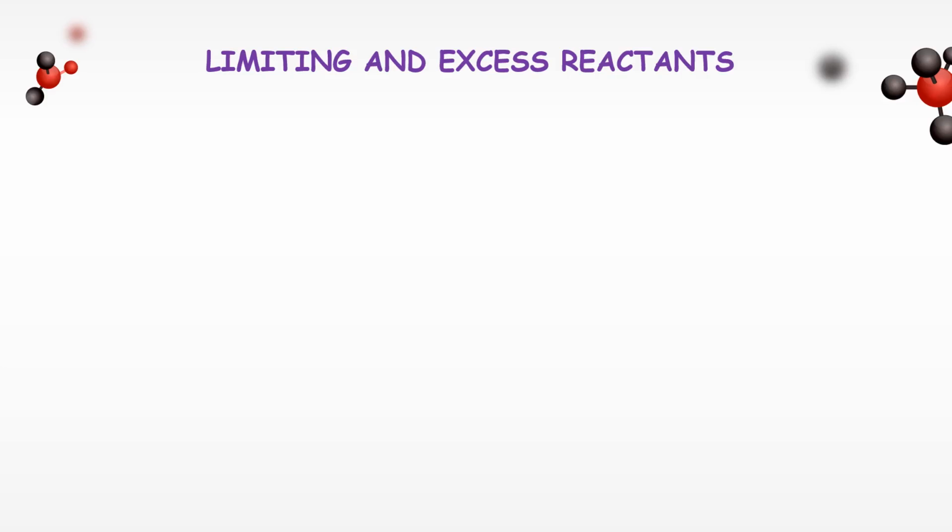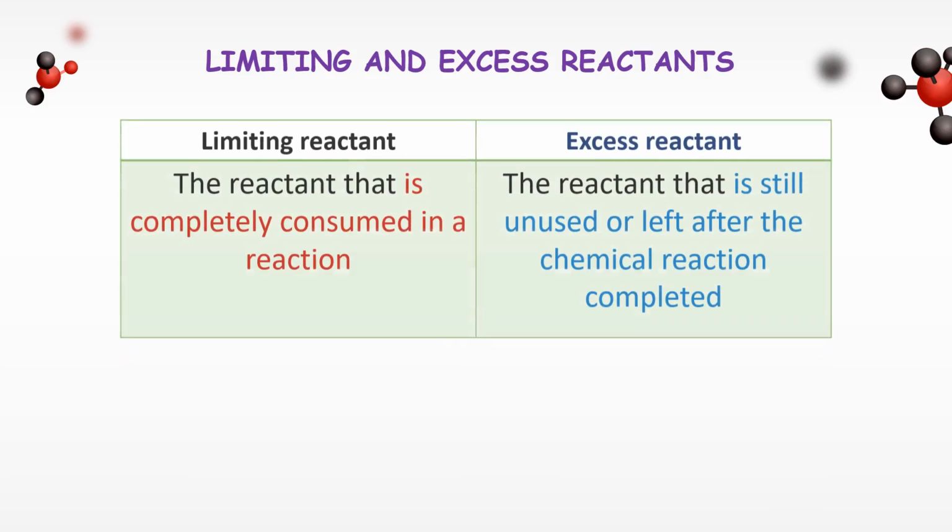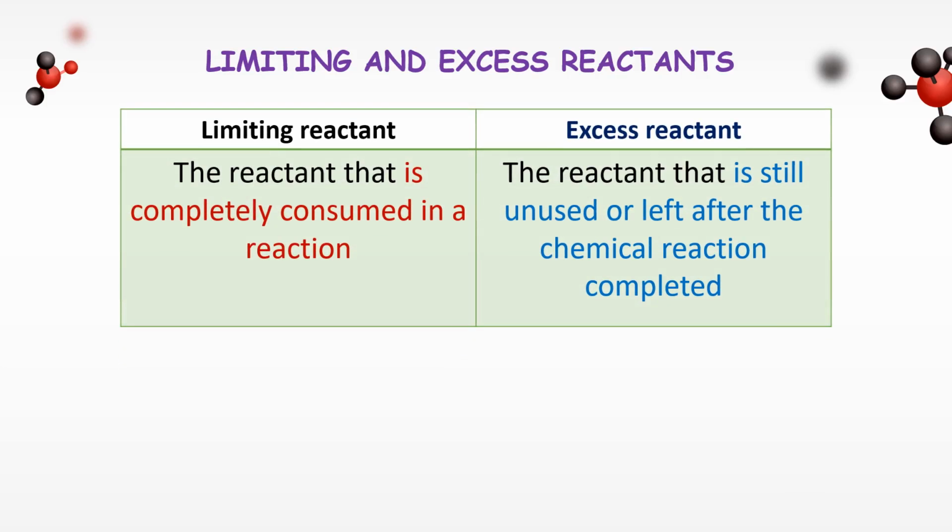In this video, we are going to learn about limiting and excess reactants. A limiting reactant, or limiting reagent, by definition is the reactant that is completely consumed in a chemical reaction, while the excess reactant is the reactant that is still unused or left after the chemical reaction has been completed.